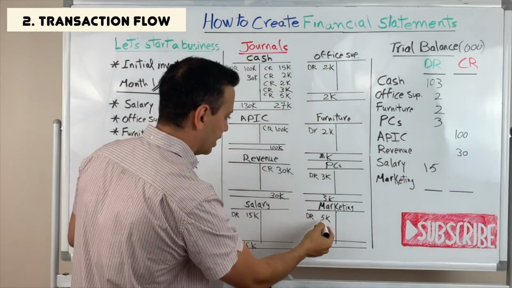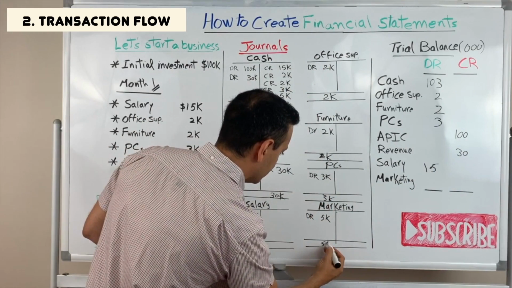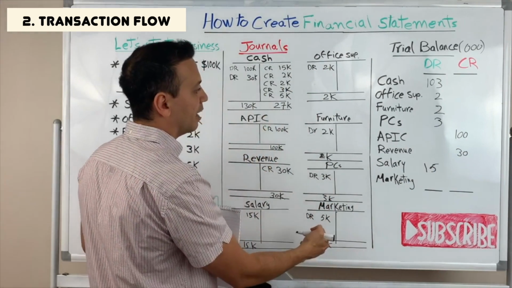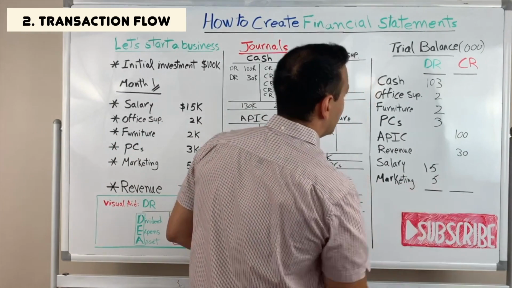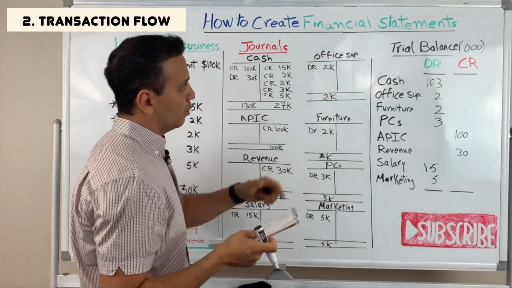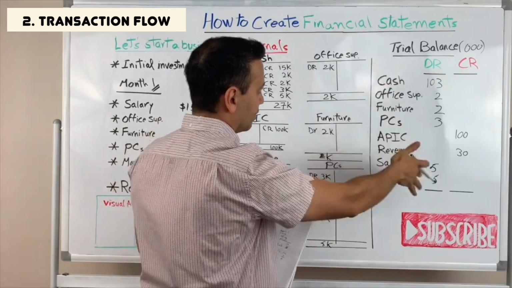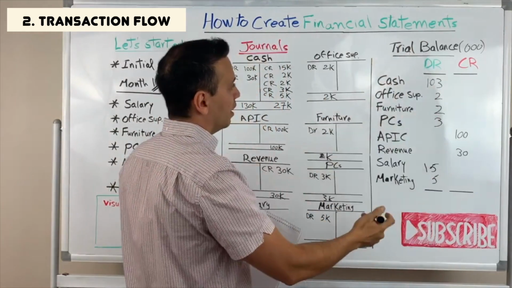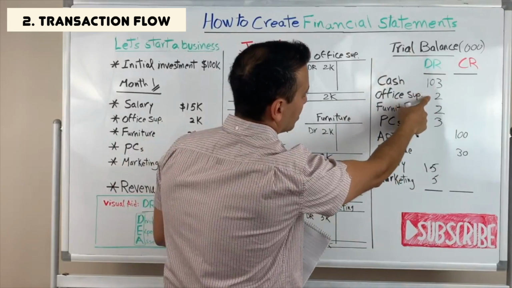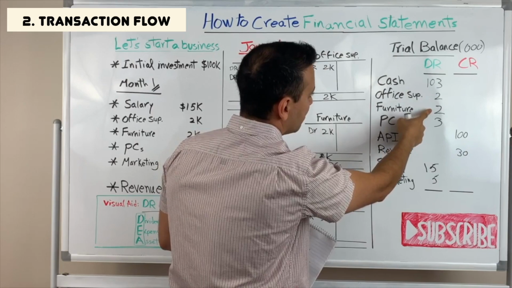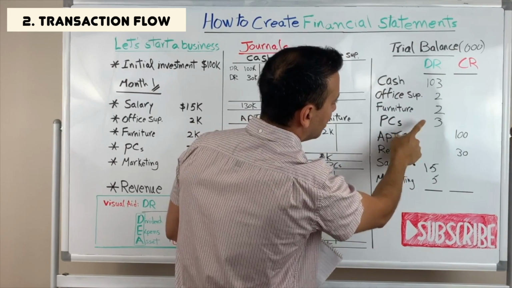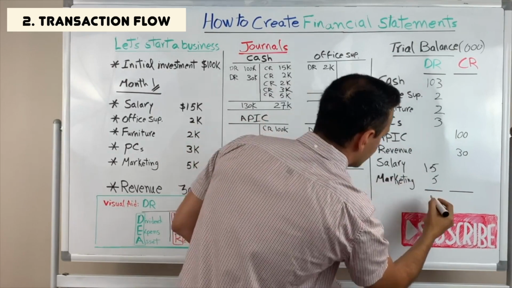And then we have marketing 5K debit total. So marketing 5K, which will go right here. Now, to check whether both sides of debits and credit will balance, you just add them up. So on the debit side, we have 103 plus 2, that's 105, plus 7, plus 2 is 107, 110, 125 plus 5 is 130.